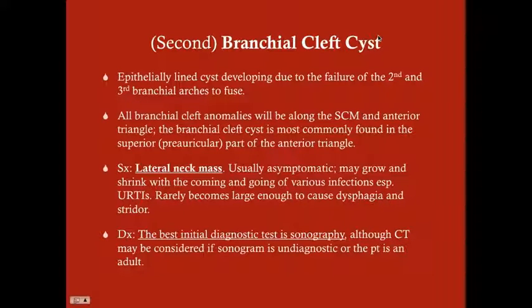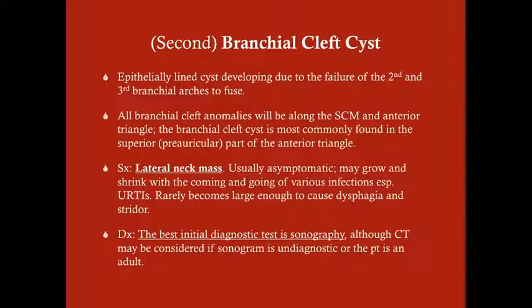All branchial cleft anomalies, regardless of which ones they are, will be along the sternocleidomastoid and the anterior triangle. If you remember back to the trauma surgery section where we talked about the neck, the anterior triangle is pretty much your clavicle, your trachea, and the anterior border of your sternocleidomastoid. So it's that triangle that's formed there. Most of the branchial cleft anomalies will be in that anterior triangle close to the sternocleidomastoid.